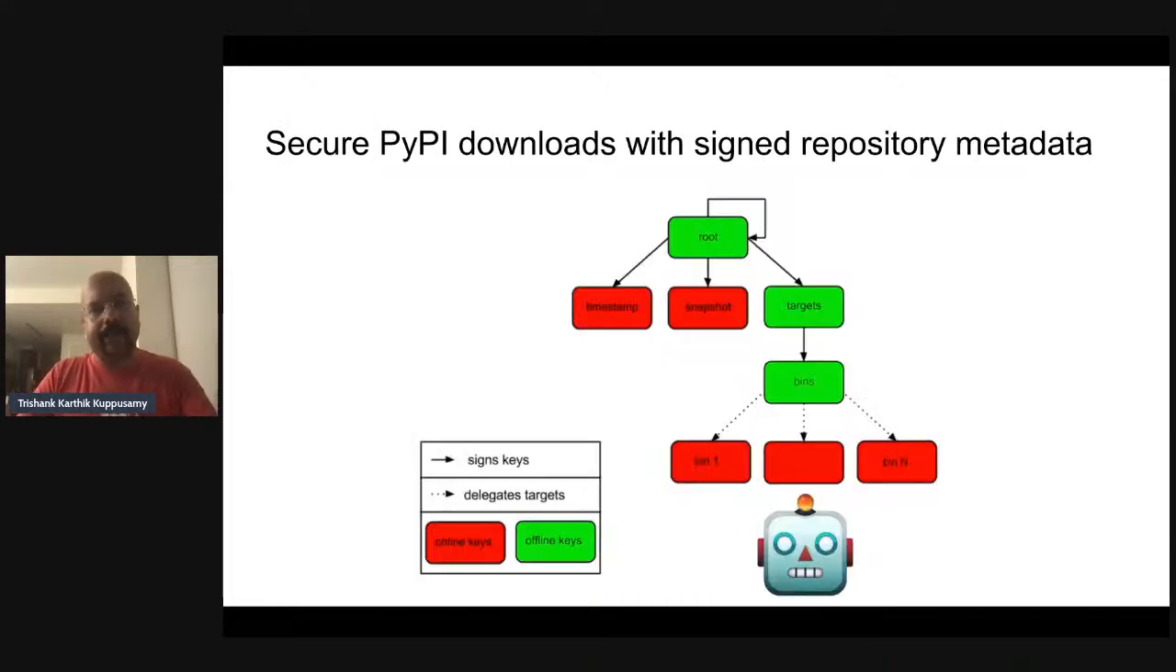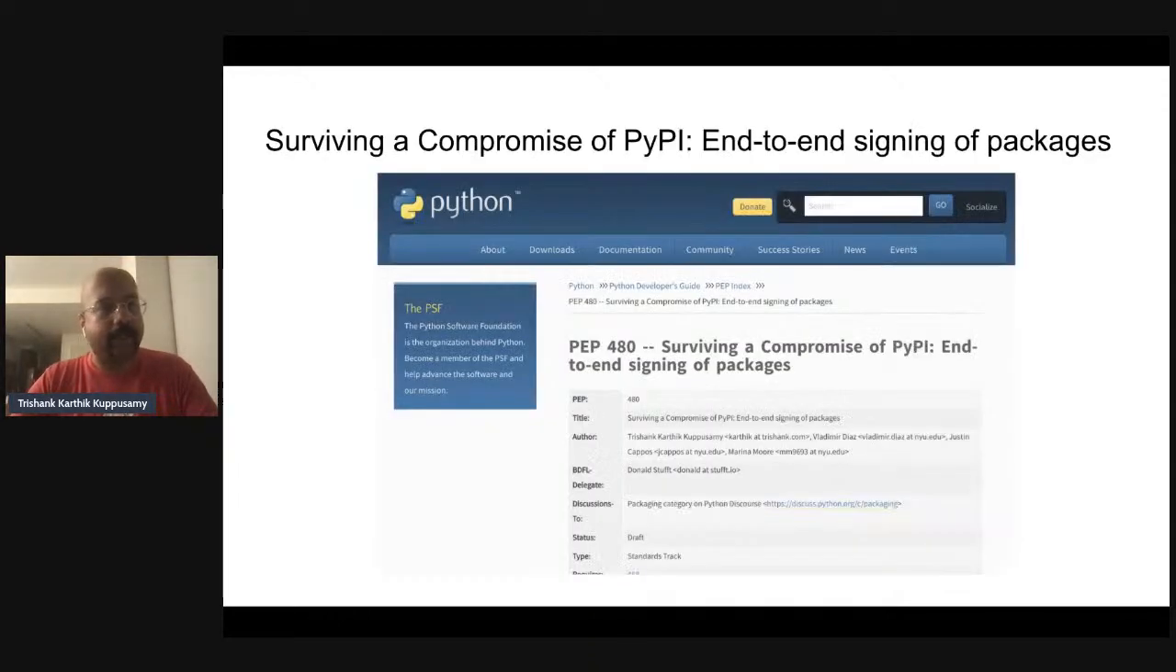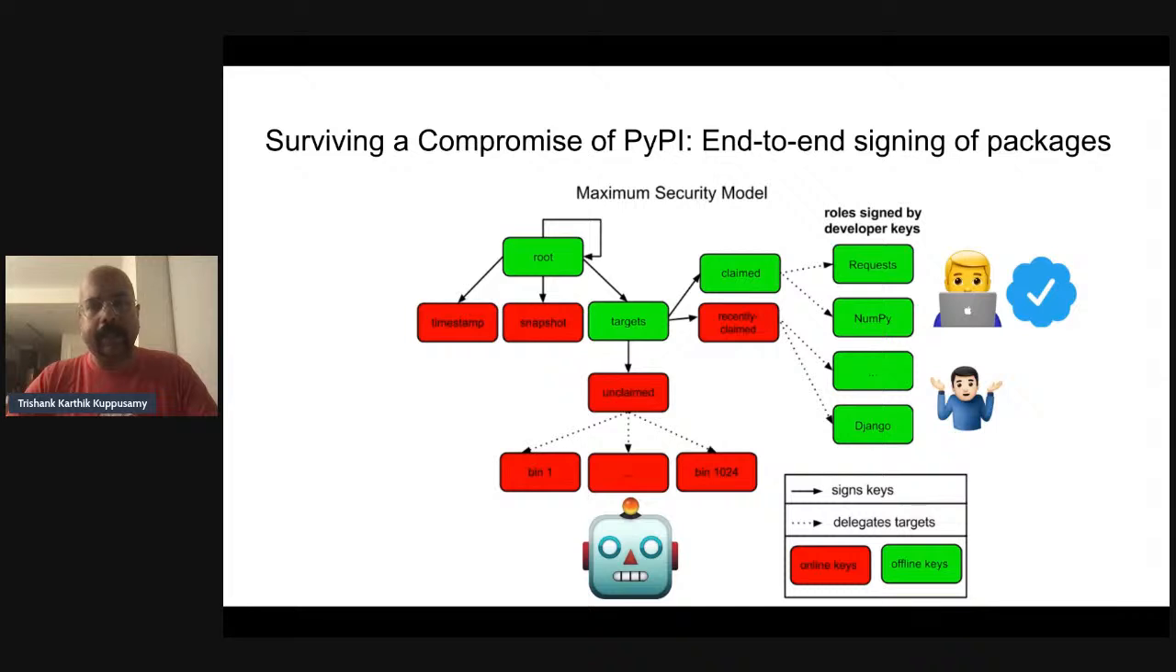Okay, but like I said, our job is not done. We're still trusting a robot to sign all packages for all projects. Can we do better? Can we have more separation of duties? And I claim yes. That's why we also wrote PEP 480, which is a follow-up to 458. I highly recommend you Google it also for more of the technical details. But all we care about for the purpose of this talk is the high-level idea.